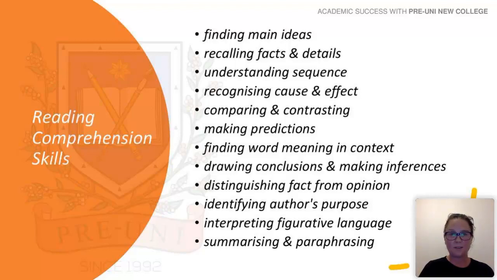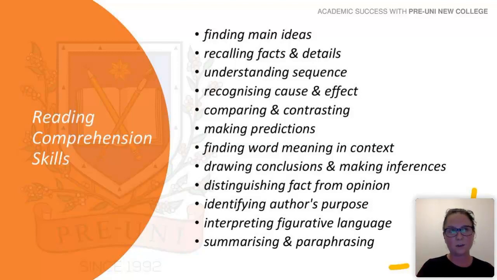Then we have distinguishing between facts and opinions. Again, there's a list of signal words that help students identify an opinion, for example, the word think or believe or should or best. The author's purpose is really important, and that's something that through the skimming and scanning process I'll talk about. Students should be able to identify very quickly if the text is for information or persuasion, or is it an entertainment text.